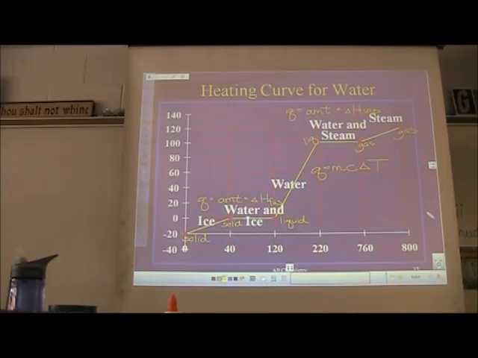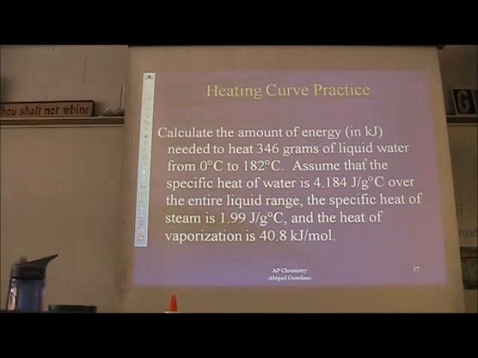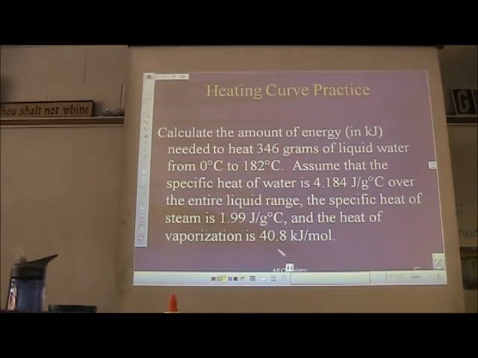So what I'm going to do to refresh your memory on this is I'm going to go through a sample problem with you, and then I'm going to have you do one on your own. Okay? This looks like a long problem. It's actually not. It says calculate the amount of energy in kilojoules needed to heat a certain amount of liquid water. I'm going to underline that because that's going to be important later on. From 0 to 182 degrees. And then I'm given a whole bunch of extra information.